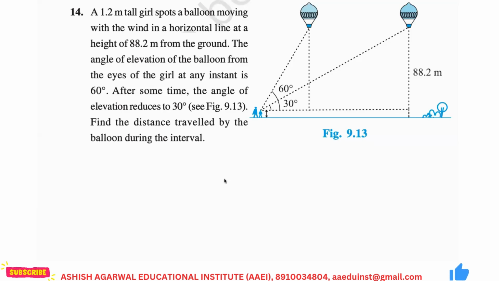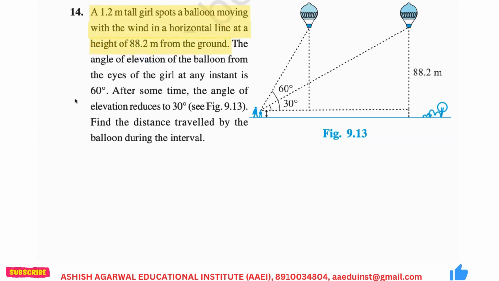This is question number 14 from NCERT, class 10 CBSE. In this question, they have given us the diagram, and the question goes like this. We have a 1.2 meter tall girl who spots a balloon moving with the wind in a horizontal line at a height of 88.2 meters from the ground.